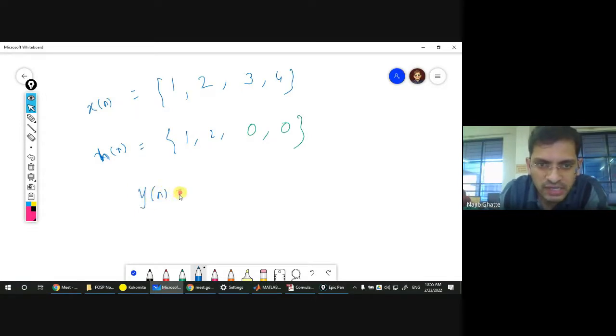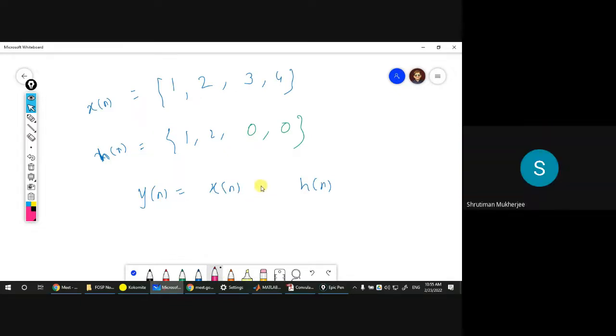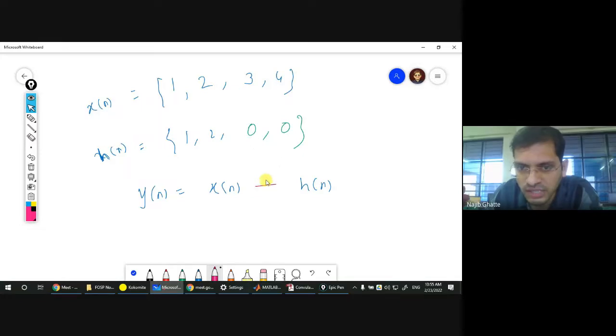Y of n is what, sir? X of n operated with h of n. What should be the sign of the operation? Because I am performing circular convolution. What is the sign for convolution, sir? Star. Why star, sir? Because it is having addition, multiplication and shifting.